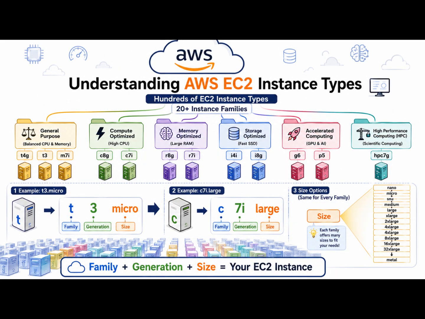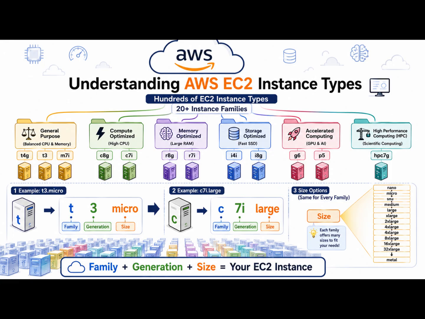Now that we know what EC2 is, the next question is, which EC2 should you rent? AWS offers hundreds of instance types, grouped into over 20 instance families. Each instance name has three parts: family, generation, and size. For example, T3.micro means the T family, third generation, and micro size.